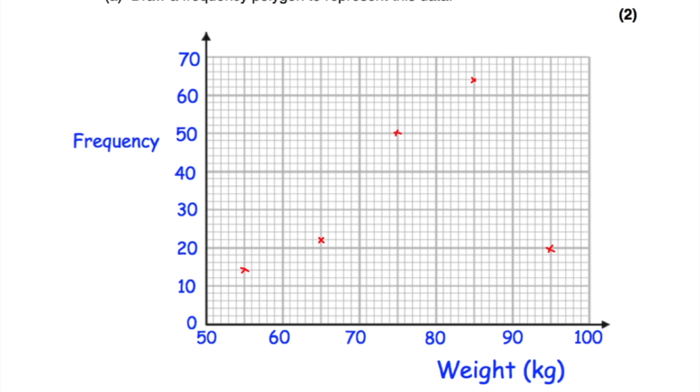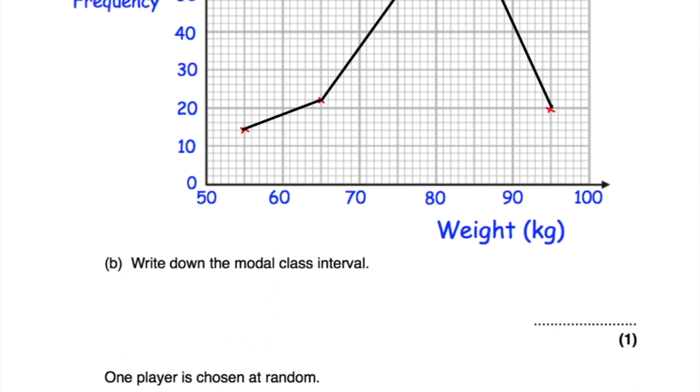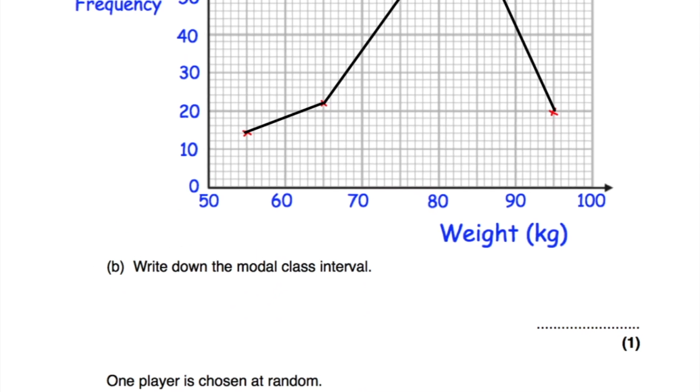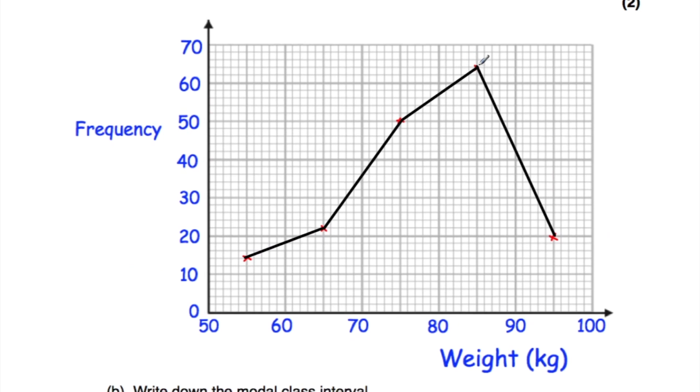And then what we're going to do is get a ruler and pencil and join those up. So put the first point to the second, to the third, to the fourth, and the fourth to the fifth. And that's our frequency polygon. Okay, part B says write down the modal class interval. So if we go to our frequency polygon, we can find where the peak is, the highest point, and that would tell us the modal class interval. So in this case, it'll be between 80 and 90.